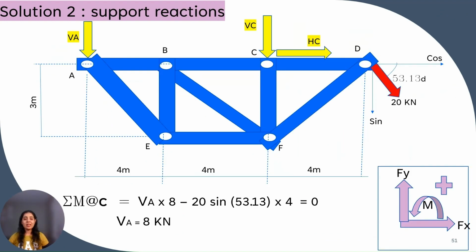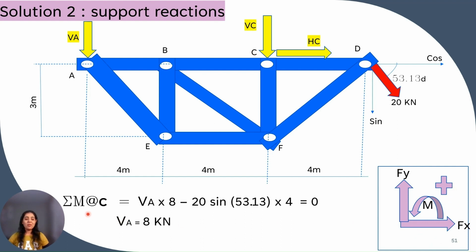Next step is to find out these support reactions. Then we have our equations of equilibrium. But before, let's remember the sign convention. Force Fx in positive x direction is positive. Force Fy in positive y direction is positive, and anticlockwise moment is positive.